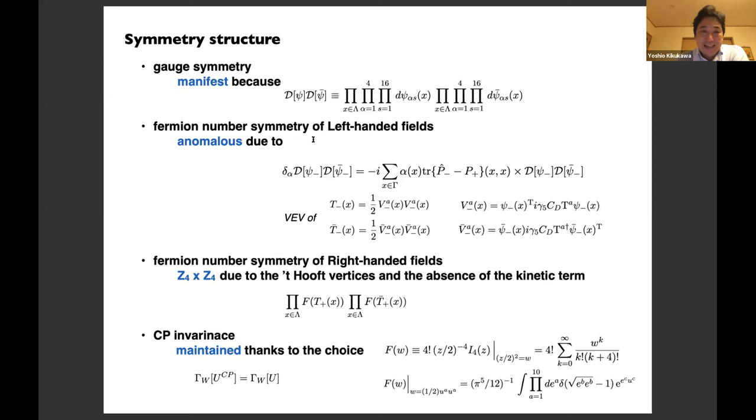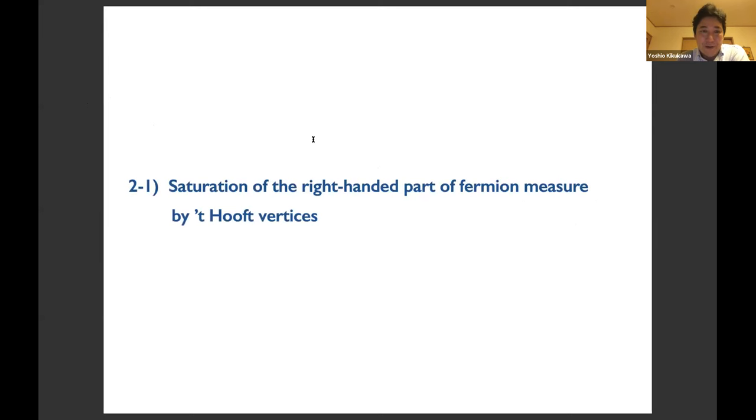Okay. So let me now discuss the saturation of the measure. I would like to check that the saturation indeed happens. So let me discuss the saturation of the right-handed part of the fermion measure by 't Hooft vertices.